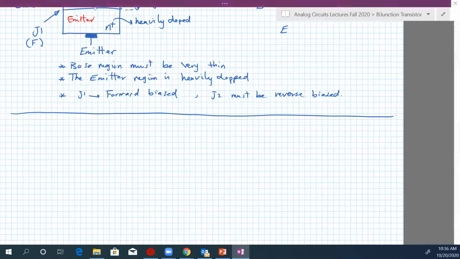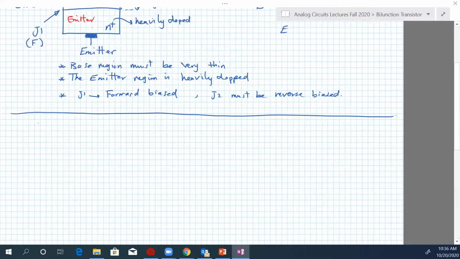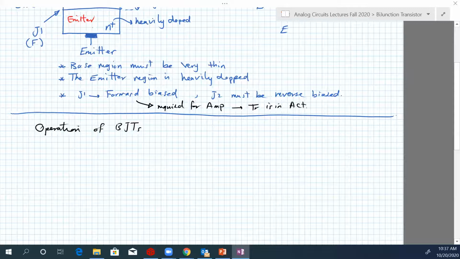So, another title here: Operation of BJTs. Sometimes we call them BJT, sometimes bi-junction transistor, sometimes bipolar. All these terms are the same stuff. Just one note here: when J1 is forward and J2 is reverse, this is required for amplification. And with these conditions, we said that the transistor is in the active region.